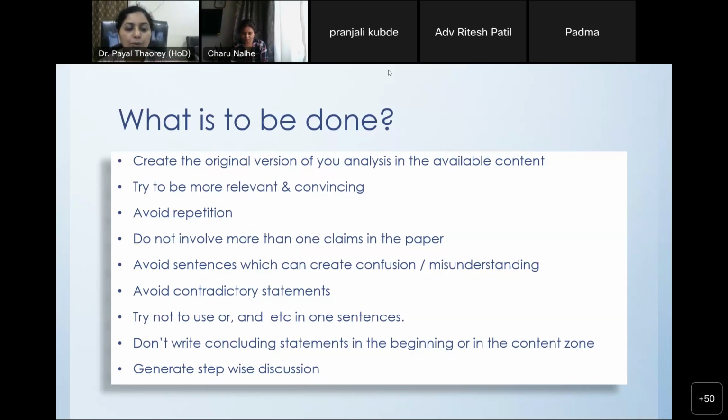We were at: do not involve more than one claim in a paper, and then avoid sentences which can create confusion and misunderstanding. This is one thing which you all need to understand. This is also there, or this can also be there. If you read carefully, in lot of journals this guideline has been given that do not give controversial statements.